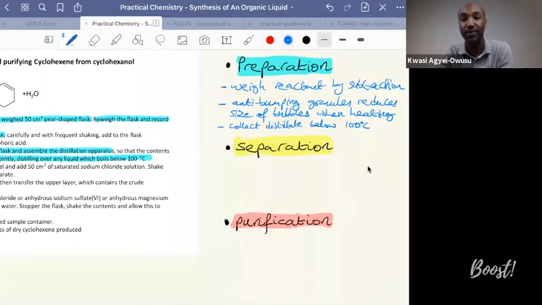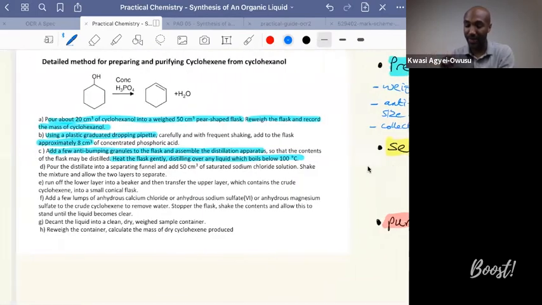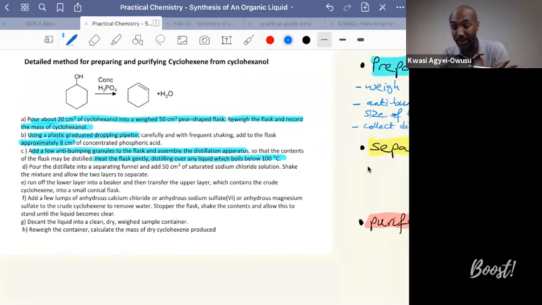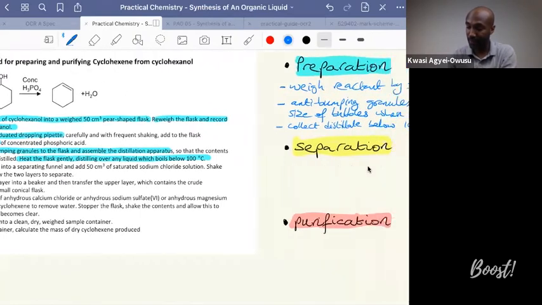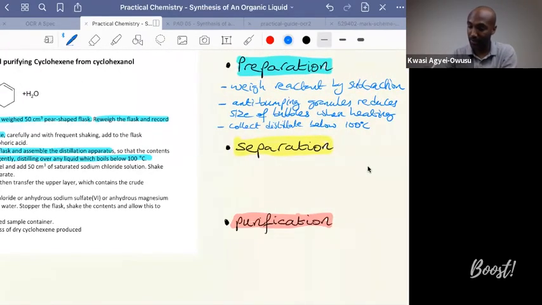So below 100 degrees C to minimize the amount of impurities we get in our mixture. Okay, so let's look at the next part. We're going to be pouring the distillate into a separating funnel, and there we're going to be adding some sodium chloride solution, and that should allow us to remove any small amounts of inorganic phosphoric acid, for instance, and water, and also unreacted cyclohexanol. We're going to be using a separating funnel.